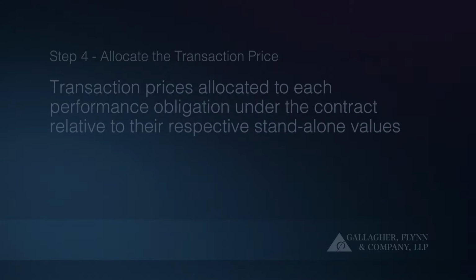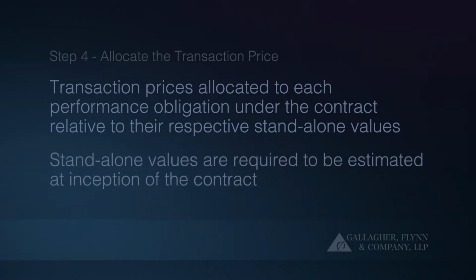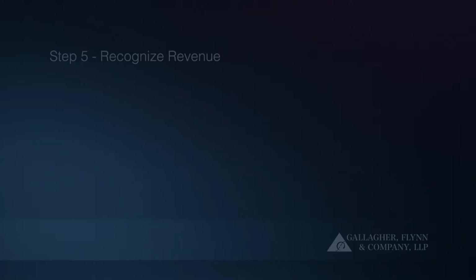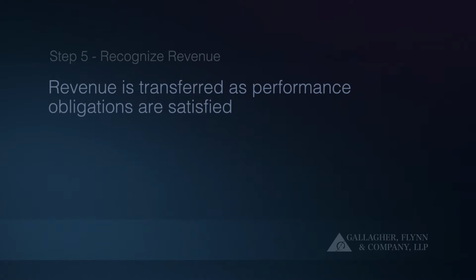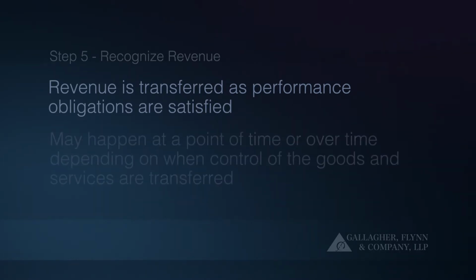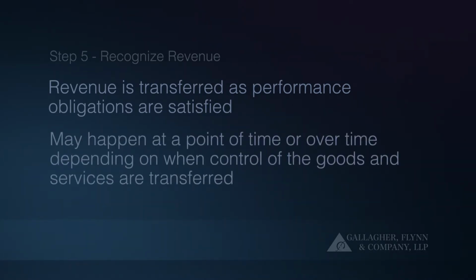Step four is to allocate the transaction price. Transaction price is allocated to each performance obligation under the contract relative to their respective standalone values. These standalone values are required to be estimated at inception of the contract. Step five is to recognize revenue. Revenue is transferred as performance obligations are satisfied, which may happen at a point in time or over time, depending on when control of the goods and services are transferred.